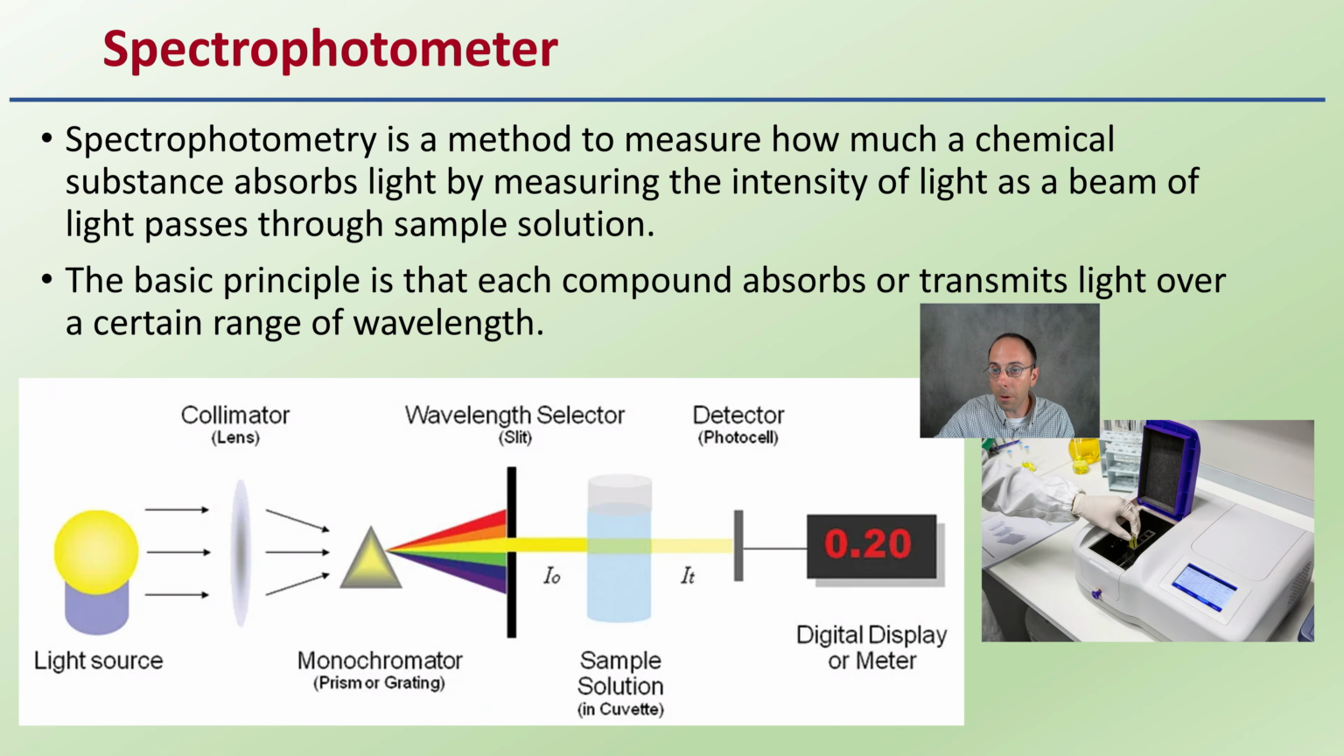Then the spectrophotometer is a highly specialized piece of equipment used to measure how much a chemical substance absorbs light when a beam is passed through it. Here we see a light source, a lens, and our wavelength selector. In this case, we're using the yellow wavelengths. We've got our sample, and we're detecting how much light gets through. This is great to see how much a compound absorbs or transmits light over a certain range of wavelengths to give us a concentration idea. This is utilized within scientific research.